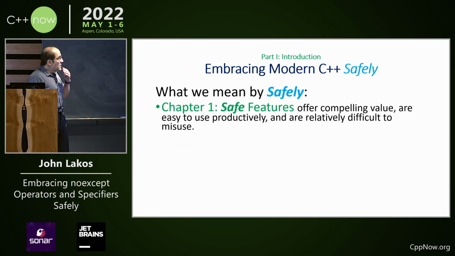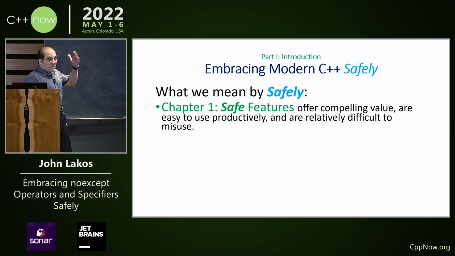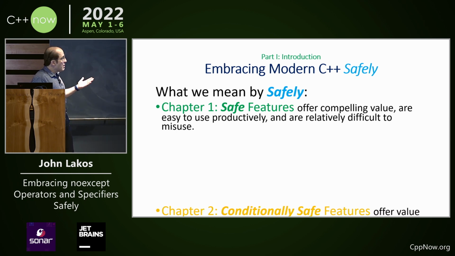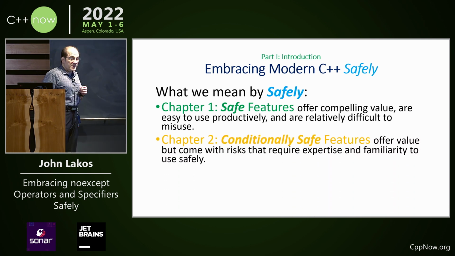So we broke the book into 3 chapters and we subjectively chose what we consider to be safe based on our collective experience. And safe means that there's a lot of value in this and there's not much to go wrong. Then there are these conditionally safe features that, yes, they're very powerful and they do great things, but you really do need to be familiar with how they're used and how not to misuse them.